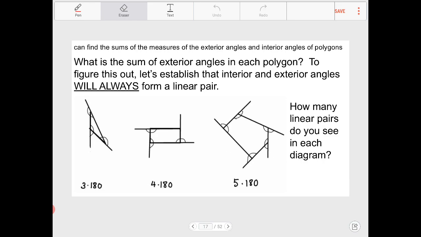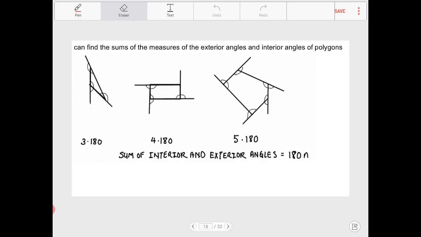So therefore, each of these angles on the inside, if I add them all up, both interior and exterior, I'm going to have 3 times 180, 4 times 180, and 5 times 180. Again, this is the sum of both interior and exterior. So, wait a minute. If n times 180 is the sum of the interior and exterior angles, and my goal is to figure out the sum of exterior angles, this is just an algebra problem.